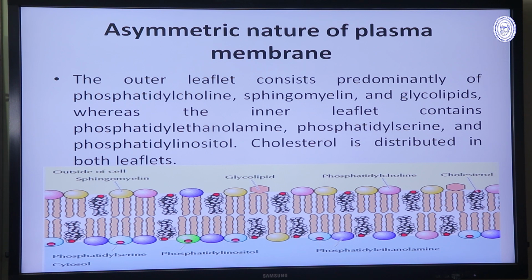Now, the both leaflets of a plasma membrane, meaning the extracellular leaflet and the cytosolic leaflet, are somewhat different depending upon their composition. So, the outer leaflet of a plasma membrane is mainly formed by phosphatidylcholine, sphingomyelin and glycolipids, whereas the cytosolic part of the monolayer contains more of phosphatidylethanolamine, phosphatidylserine and phosphatidylinositol. Cholesterol is distributed in both leaflets in a 50% manner.